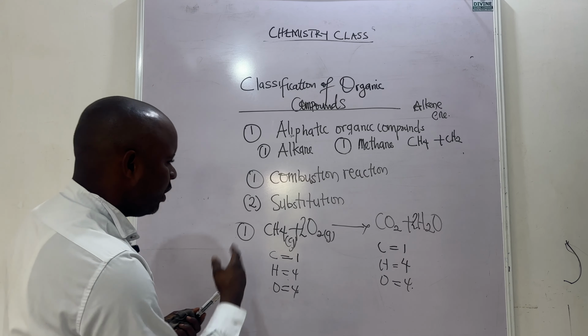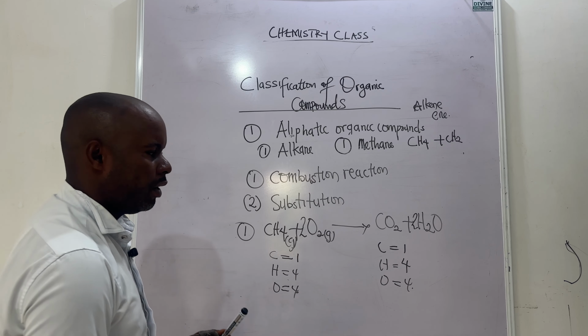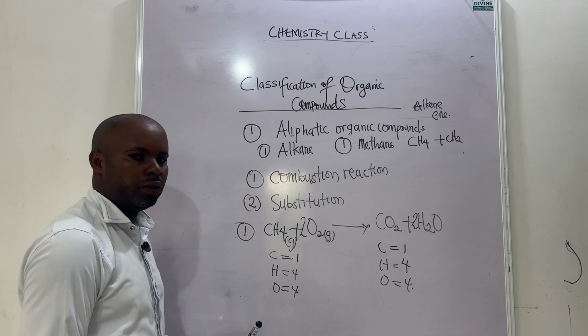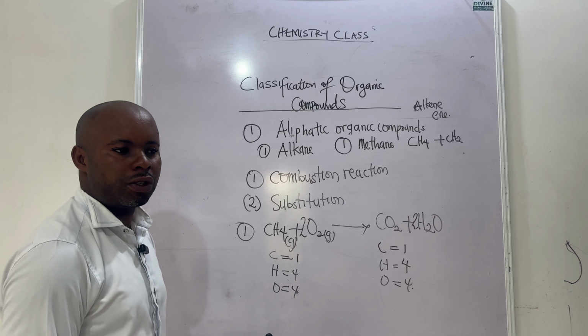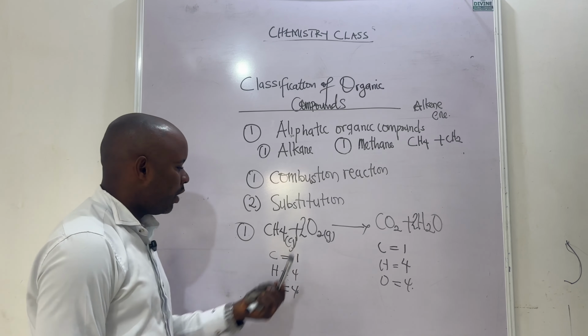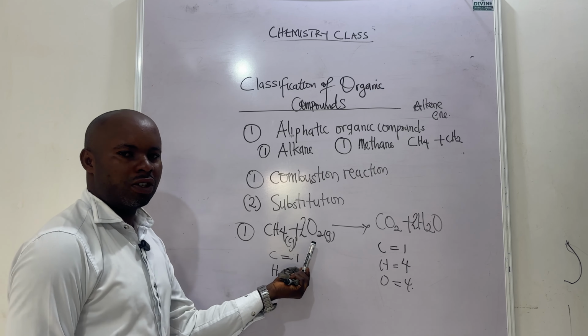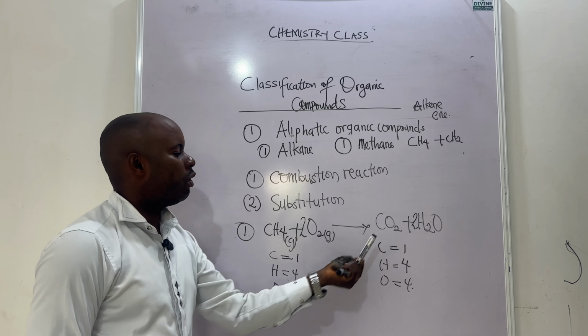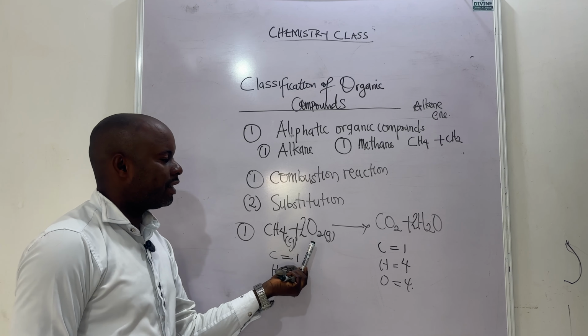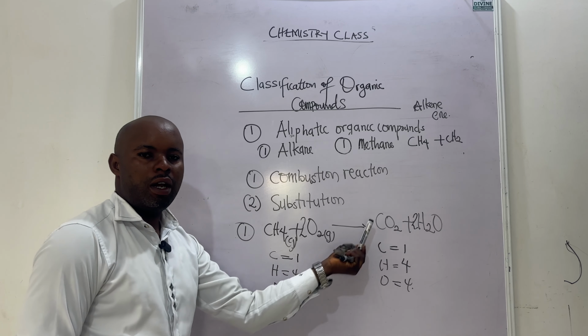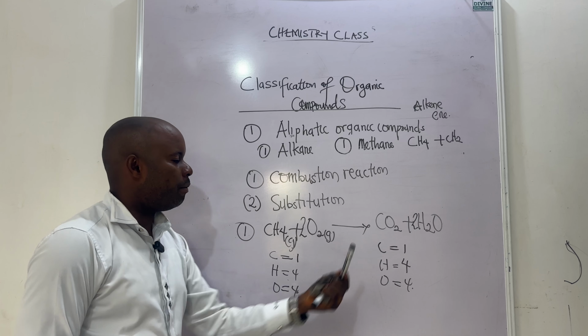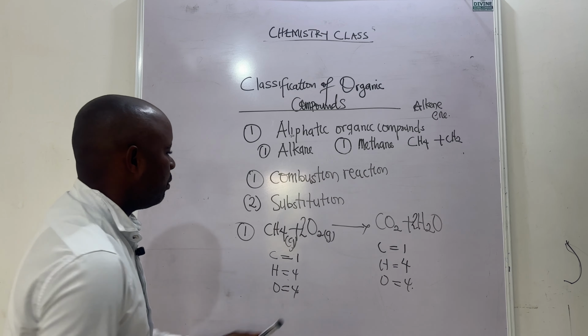So this is a very common reaction with organic compounds. They undergo combustion reaction. Whenever you see it in multiple choice questions in JAMB or WAEC, when an organic compound undergoes combustion reaction in excess oxygen, they give 2 stable compounds. But when it is not in excess, they give a less stable compound compared to this.